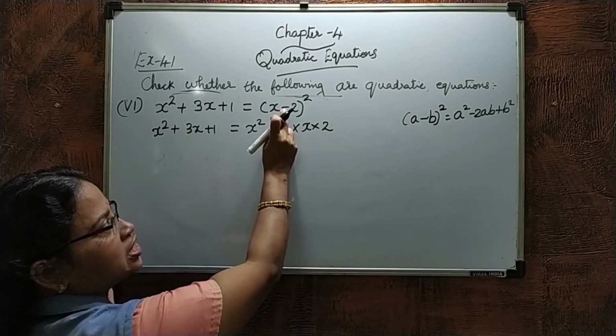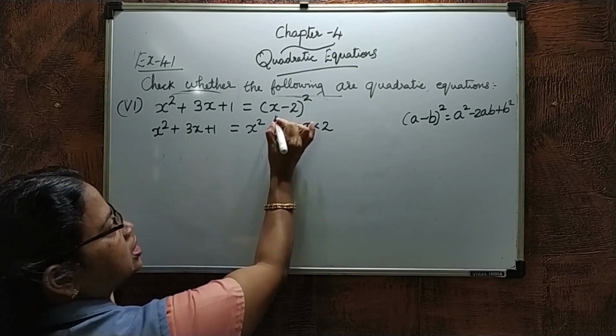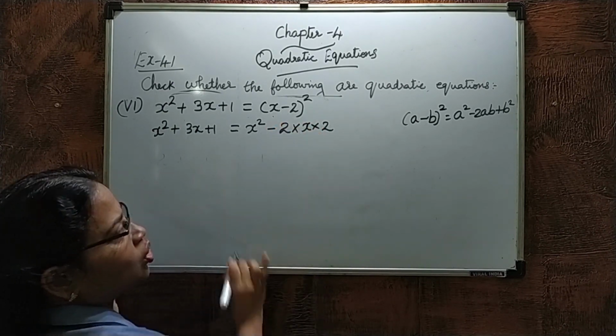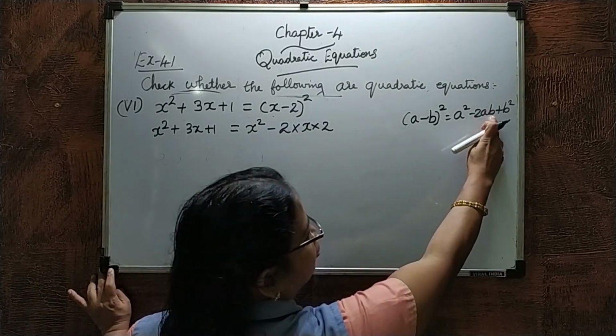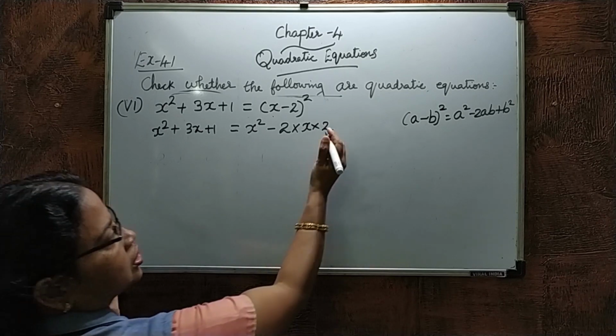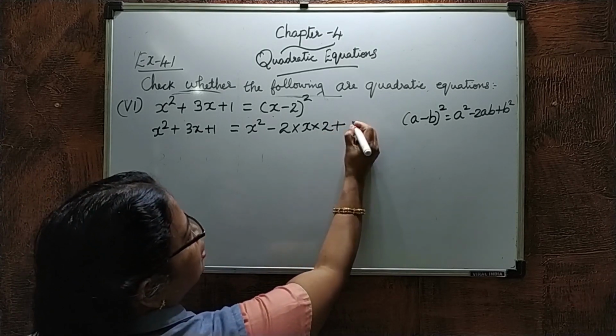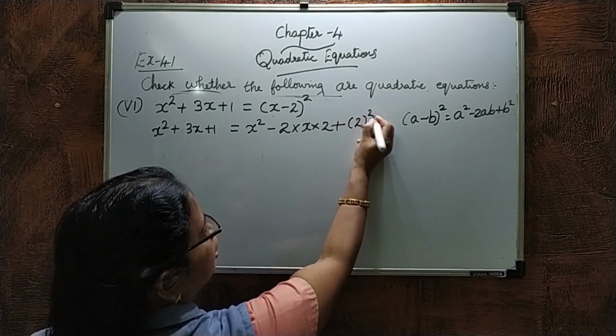Some of you will take this negative also. Don't take it, it is a minus b the whole square. This minus is that minus. So only here b is plus. Here it is plus b square, that means 2 square.